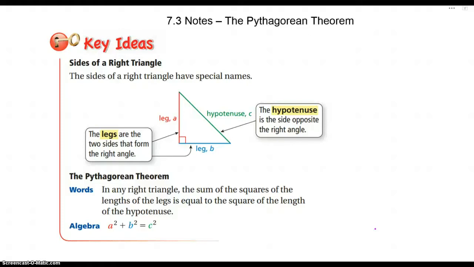Okay, this is 7.3 notes. This is the Pythagorean Theorem. So basically the Pythagorean Theorem deals with right triangles. And it says that the sides of a right triangle have special names.